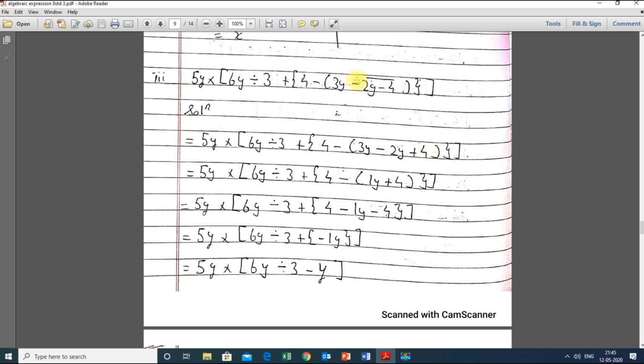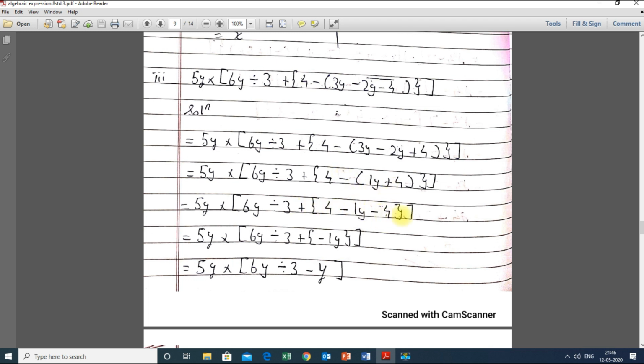Outside the bracket, whatever sign it is, I will keep as it is. Next, 3y minus 2y is 1y and plus 4 will come as it is. Since there is a minus sign, I am not opening the bracket yet. Now I will open the bracket in the next step. Minus plus minus, therefore minus 1y. Minus plus minus, therefore minus 4.